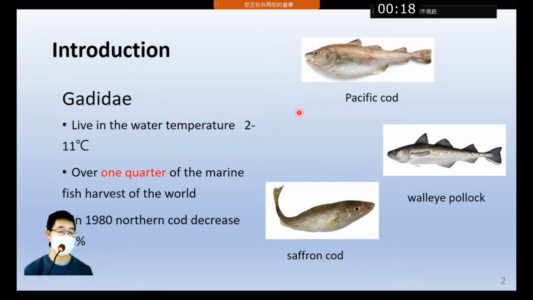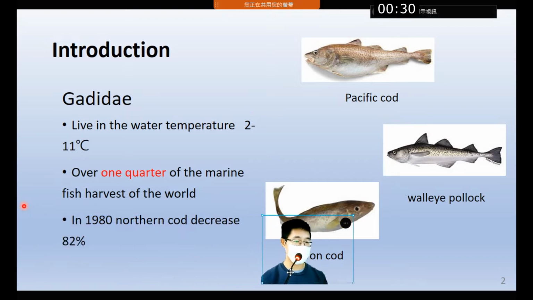The gadid we often call the gadid cod, and they live in a water temperature of 2 to 11 degrees Celsius. And they make up over 1/4 of the marine fish harvest of the world. It means the gadid is an economic species. But unfortunately, in 1980, the northern cod decreased 82%, so it almost went extinct.